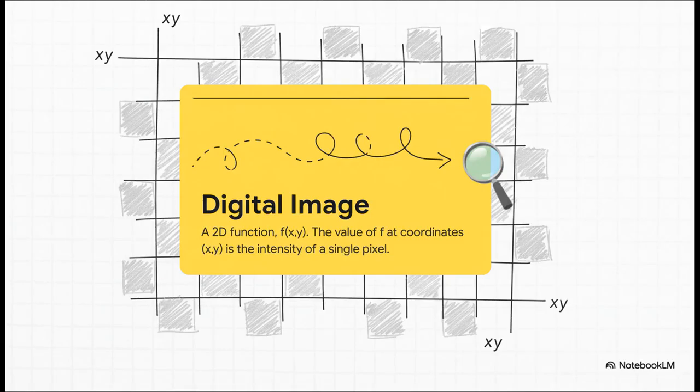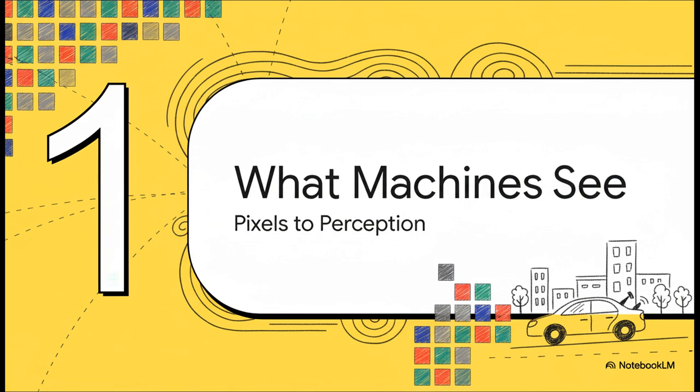So to get just a little bit technical for a second, what you're really looking at is a mathematical function. Think of it like a graph. The x and y coordinates just map out the grid, right? And the value of the function at any one of those points? That's just the brightness. And each one of those points, each number in that massive grid, that's our good old friend, the pixel.